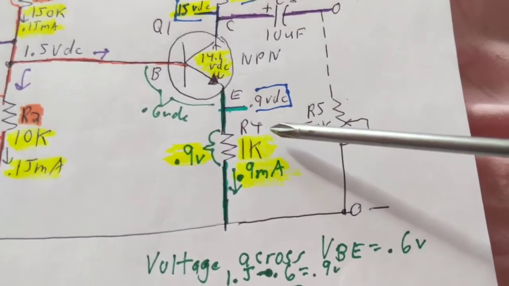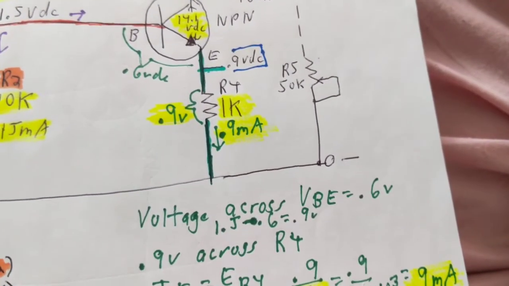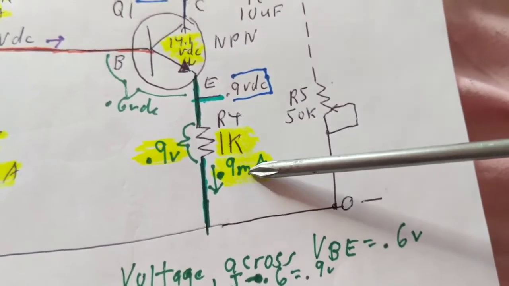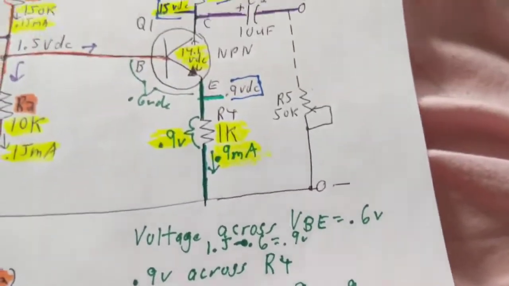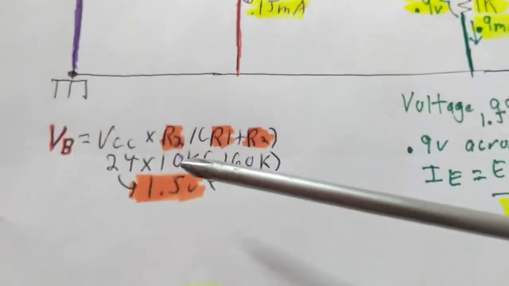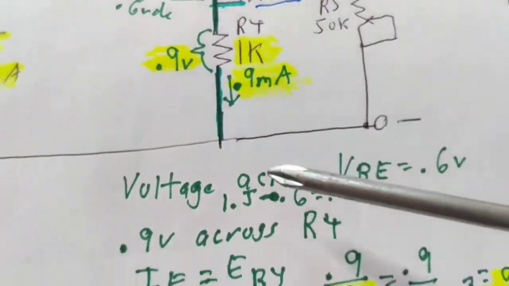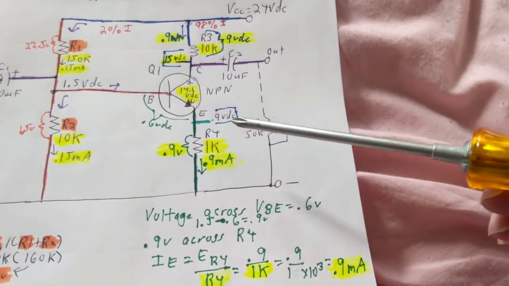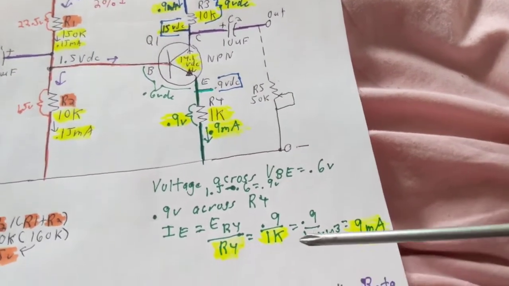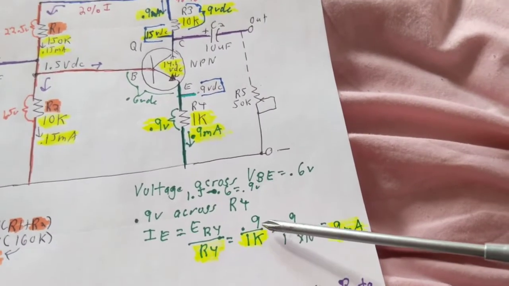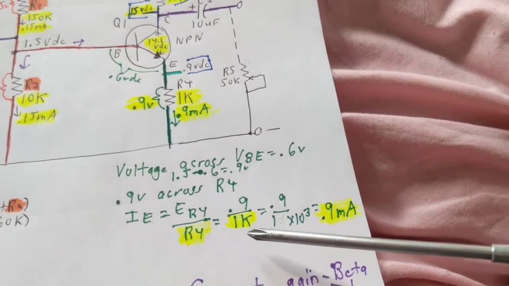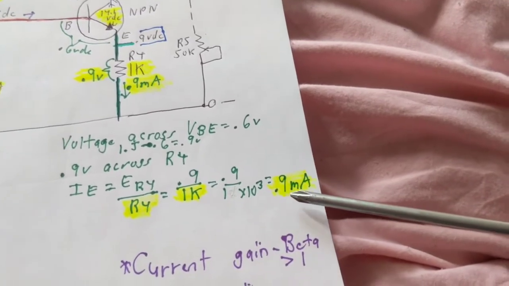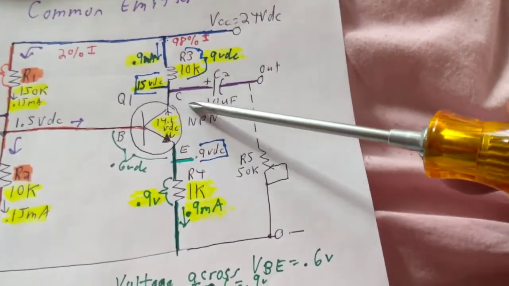Great. Now we have to figure out R4. Well, from Ohm's law, if we have the voltage and the resistance, we can figure out the current. That's Ohm's law right here. As you see, I made orange is orange and green is this green. Now, this is 0.9 volts across R4. We plug in the values. We know 0.9 volts across R4, and the resistor value is 1K, so 0.9 over 1 times 10 to the 3rd equals 0.9 milliamps. We know 0.9 milliamps is going through here.